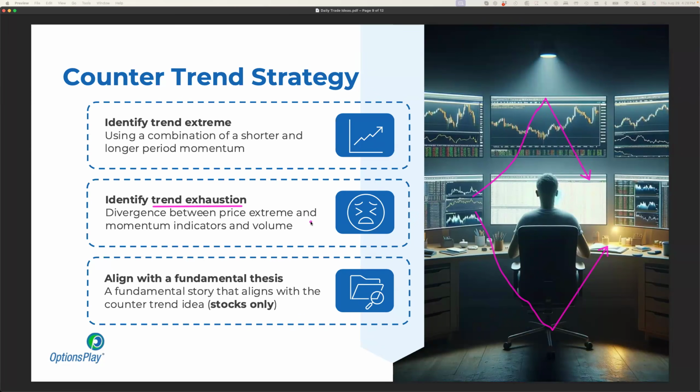Not easy to identify, but we're going to show you the template for how to go about doing that. And then lastly, I do think that for traders who really want to try to find the best trading setups, you want to also align with some kind of fundamental thesis.